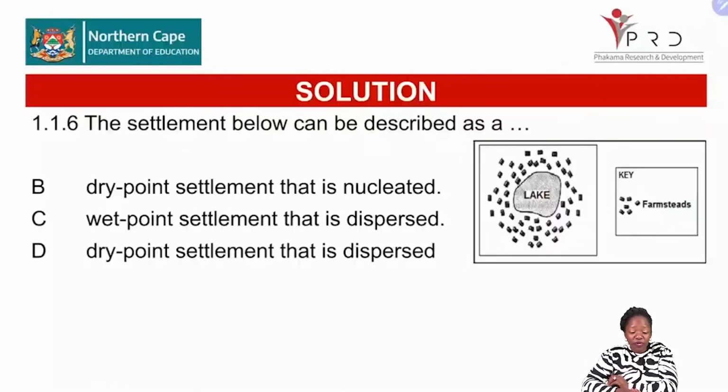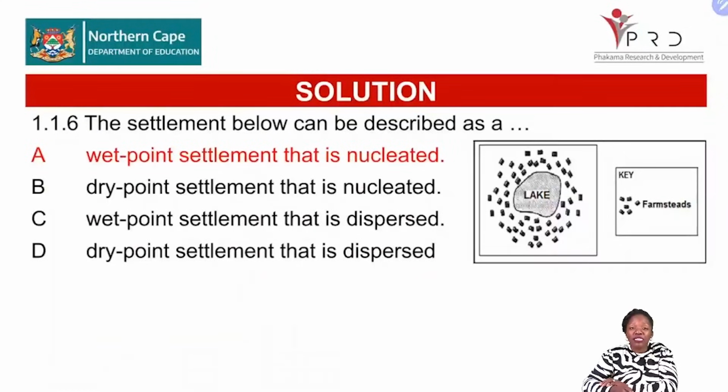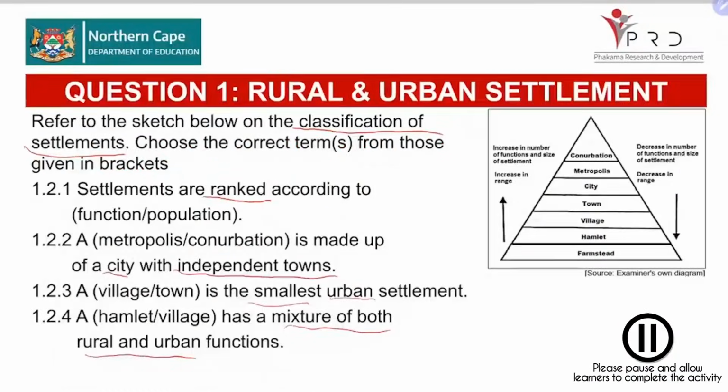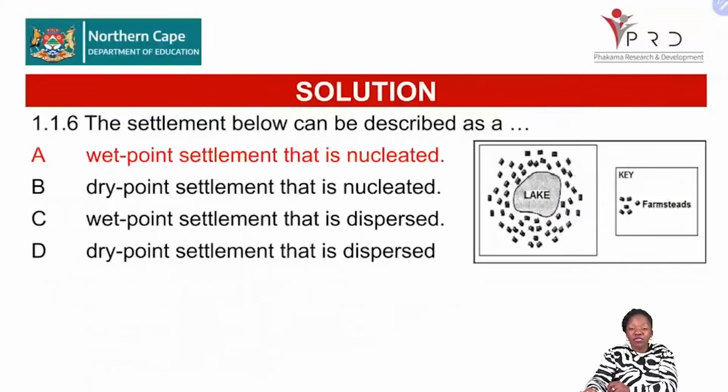Right? Girls and boys, we are looking at our settlement below that can be described as a wet point. That's number one. Why a wet point? Because we see that there is a lake in that area. A lake is one of the examples of the water sources. Remember, it can be a lake, it can be a dam, and it can be a wind pump. So that is nucleated. As you can see, these farmsteads are grouped together, or they are closer together. So therefore, it's a wet point settlement that is nucleated.